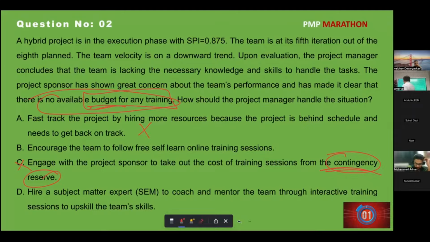Hire a subject matter expert to coach through an interactive session. Again, no. Again, no. So yes, it's the best option. D is the best option. But he already said that there is no money, no available budget. Yes. We need to see where we stand.